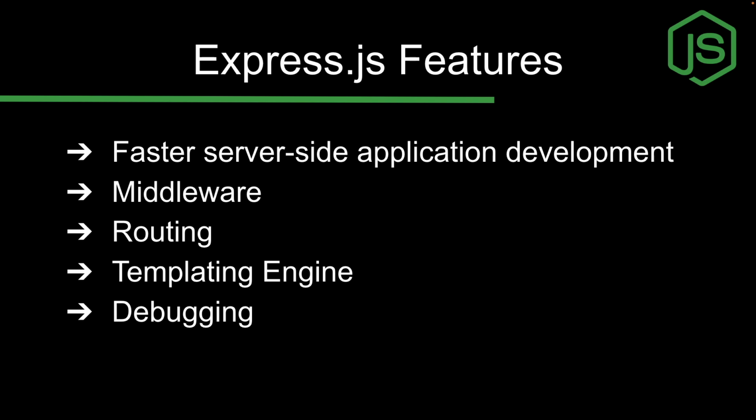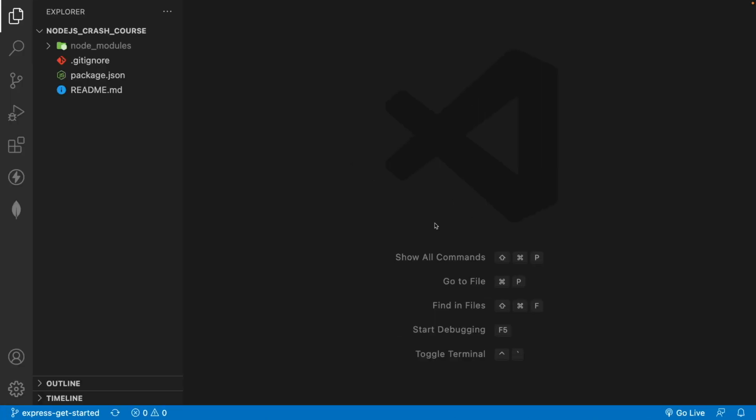Now, since we have the basic knowledge about the features of Express, let's go to Visual Studio Code and see how we can install Express in our Node application. I'm using the same project which we built in our previous Node.js crash course.